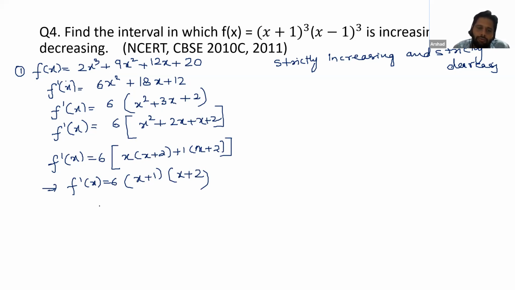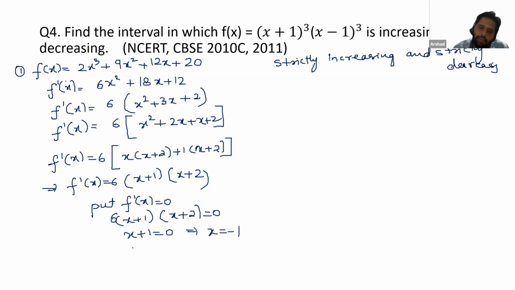Now, what you need to do, you need to find the critical points. So put f dash x is equal to 0. So you will get 6 into x plus 1, x plus 2 is equal to 0. So from this, we can say x plus 1 is equal to 0, which will give us x is equal to minus 1. x plus 2 is equal to 0. This will give us x is equal to minus 2.